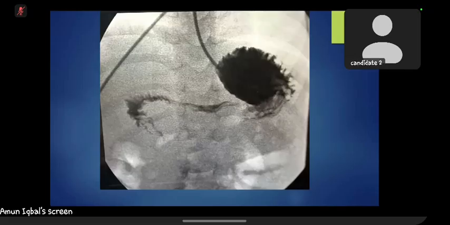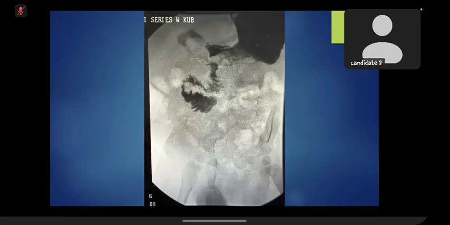There is an irregularity and dilatation, I think, of the stomach, and there is also a small amount of the contrast passing to the duodenum with a narrowing segment of the pylorus, I think, here. This could be a pyloric stenosis.